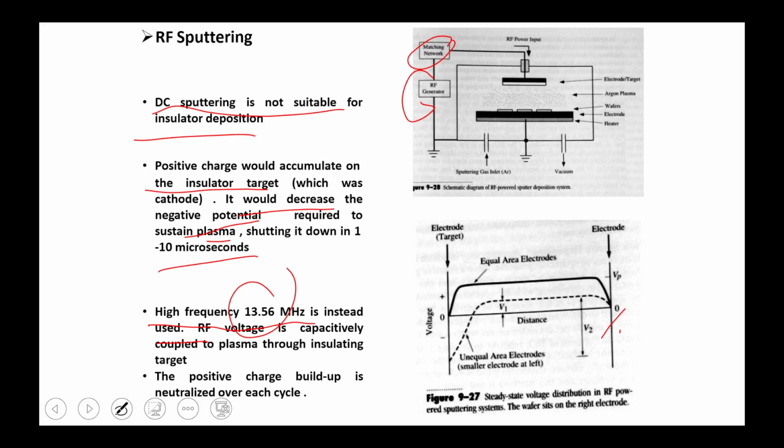Sir, is 13.56 the only one, or is a higher frequency also available? Now they are optimized at 13.56. All the instruments come at 13.56. In industry they may use a higher frequency, but for research purposes or small scale, they use that frequency only. Even the RF plasma chamber has the same frequency, 13.56, the standard frequency.